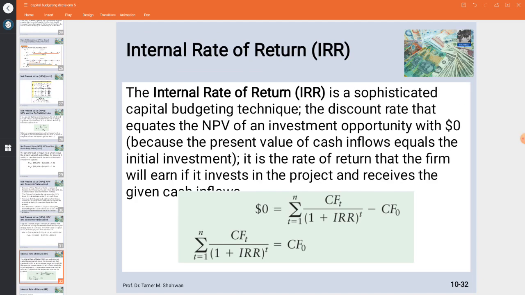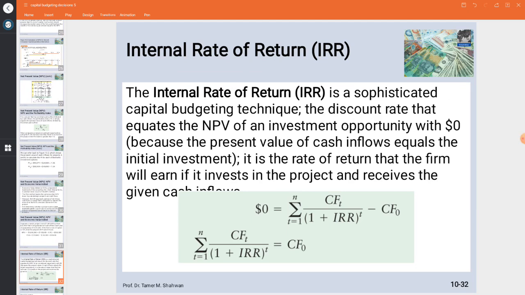The final technique that we are going to discuss is called the internal rate of return. What is the internal rate of return? The internal rate of return is a sophisticated capital budgeting technique. We are aiming to determine the rate of return at which our NPV equals 0. And we are aiming to determine the rate of return that the firm will earn if it invests in the project and receives the given cash inflows.